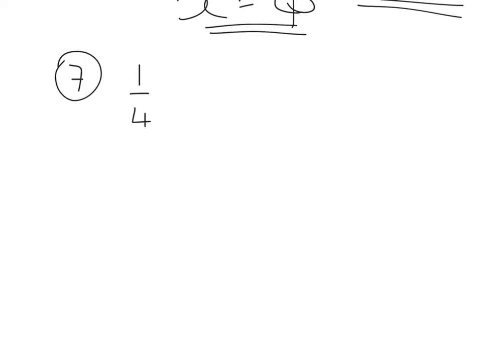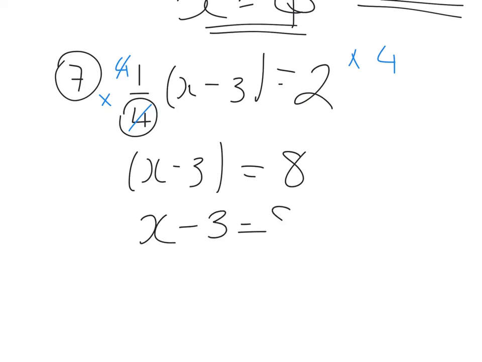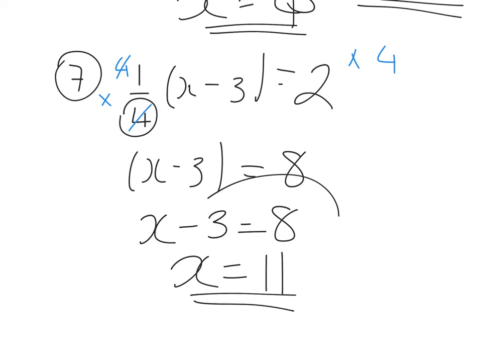Example 7: 1/4 of x minus 3 is equal to 2. Okay, same kind of thing. The divide by 4, I can multiply by 4, and I'm going to multiply that side by 4. The multiply and divide by 4 cancels out, and I've just got 1 bracket x minus 3 is equal to 2 times 4 is 8. x minus 3 is equal to 8. Bring that across, change its sign. 8 plus 3, x is equal to 11.